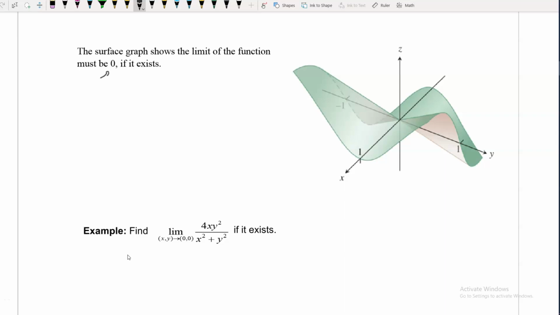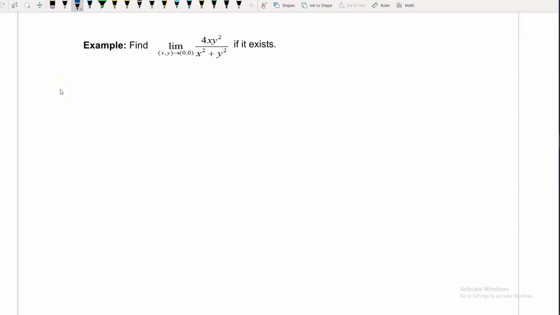Now here, example: find the limit as (x, y) approaches (0, 0) of 4xy squared divided by x squared plus y squared, if it exists. We first observe that along the line x equal to 0, the function always has value 0. So here I substitute 0 for x, and this is when y is not equal to 0, because in the denominator we don't want to have 0.